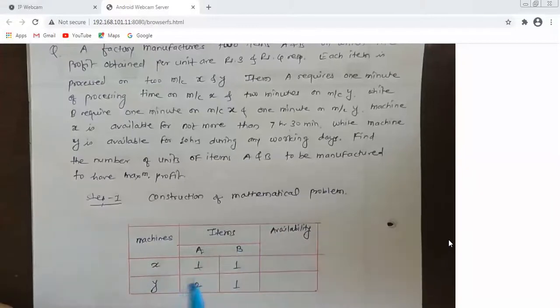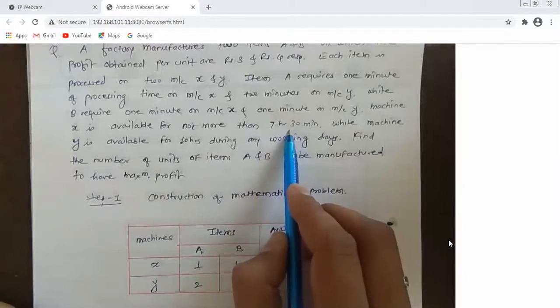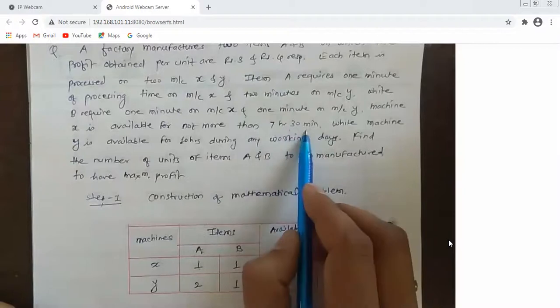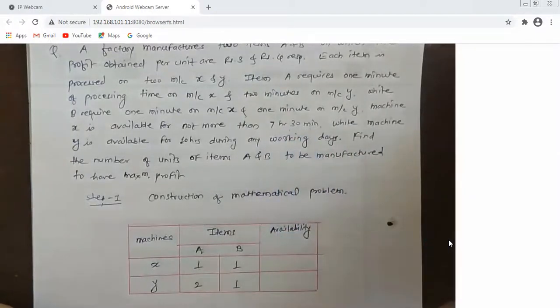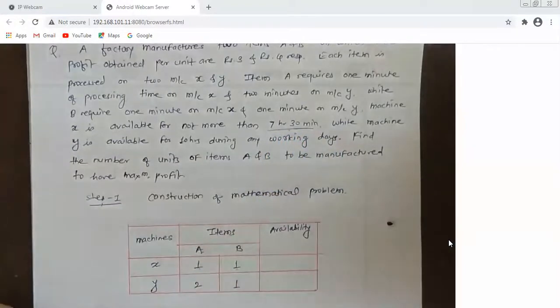So here the time which we have considered is in terms of minutes, and the time they have given is in terms of hours and minutes. So we have to convert this 7 hours 30 minutes into minutes in order to balance, because they have given item A requires 1 minute on machine X and 2 minutes on machine Y. Similarly, item B requires 1 minute on machine X and 1 minute on machine Y. So we have to convert this given time, that is 7 hours 30 minutes, into minutes.